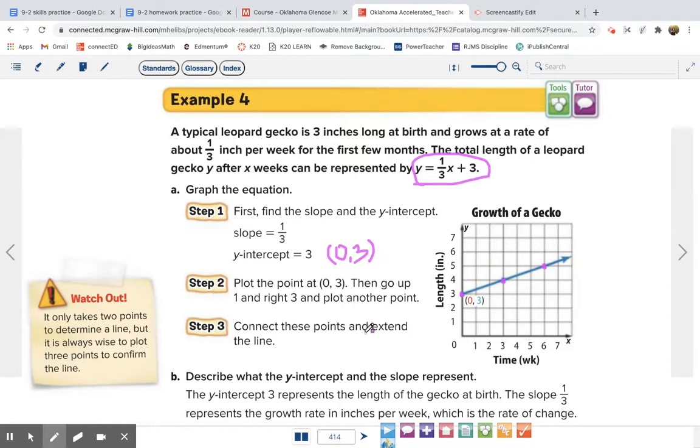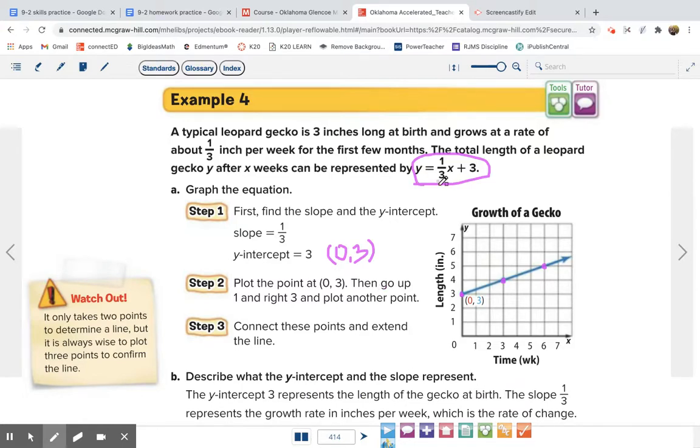Okay, so then B says describe what the y-intercept and slope represent. So it just means go back and look at what they were talking about in the problem for y-intercept and slope, and then the numbers that go with it. So the y-intercept was 3, okay? So plus 3, because up here, he was 3 inches long at birth. So we started at 3 inches. So the y-intercept 3 just represents the length of the gecko at birth, what he started out as, okay?